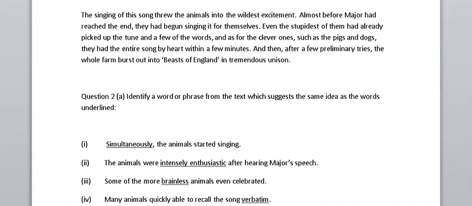Anyway, in today's video we will be looking at the 4 strands to question 2a, where you are required to identify a word or a phrase from the text which suggests the same idea as the words underlined, and you will get 4 sentences, 4 marks. And of course we will also be looking at the 3 strands to question 2b, in which you have to use your own words to explain what the writer means. Okay guys, so let's start by looking at question 2a.